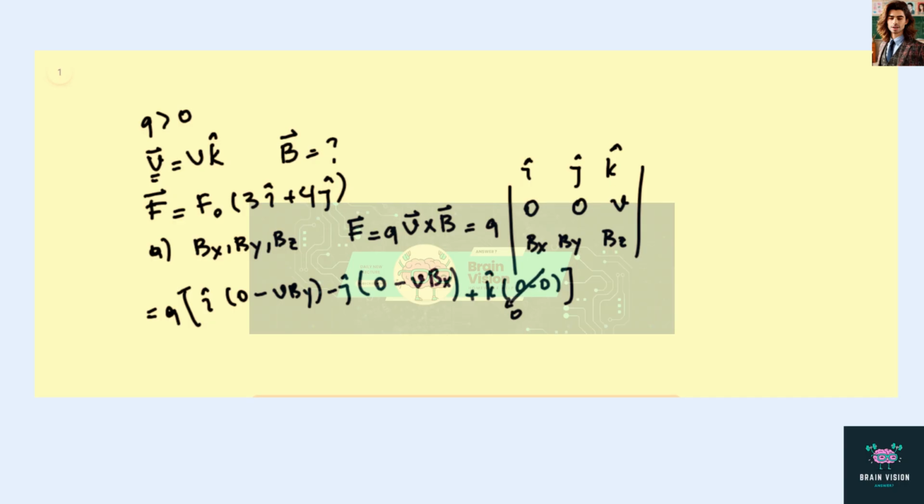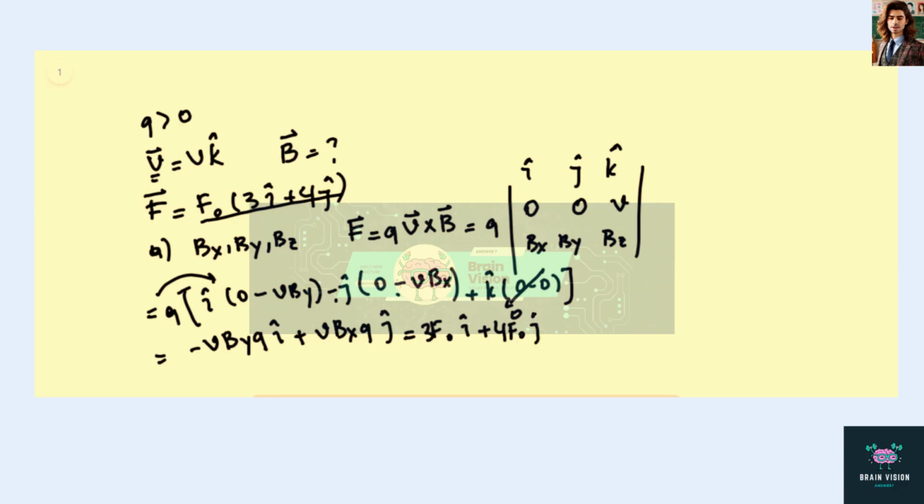So we don't have a z component here, as you can tell. Now, again, this is a force vector. If I just redistribute this q, we have negative v By q i hat as the first term. The second term has one negative here, one negative there, so it's positive: v Bx q j hat for our force. We know that this should be equal to this force, F naught times 3 i hat plus 4 j hat, which is 3F naught i hat plus 4F naught j hat.